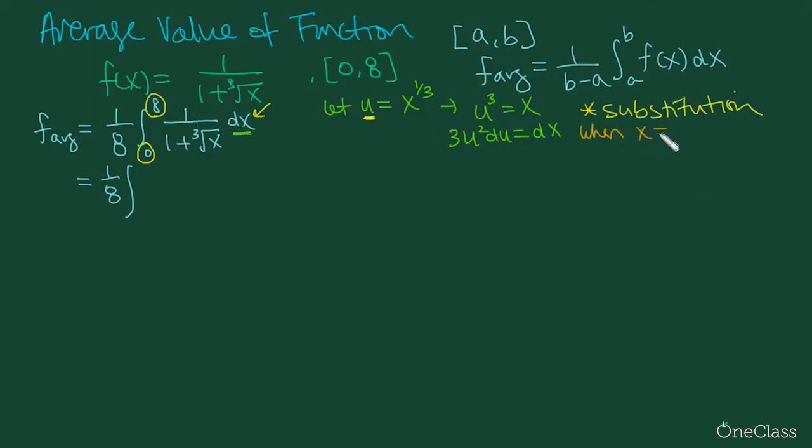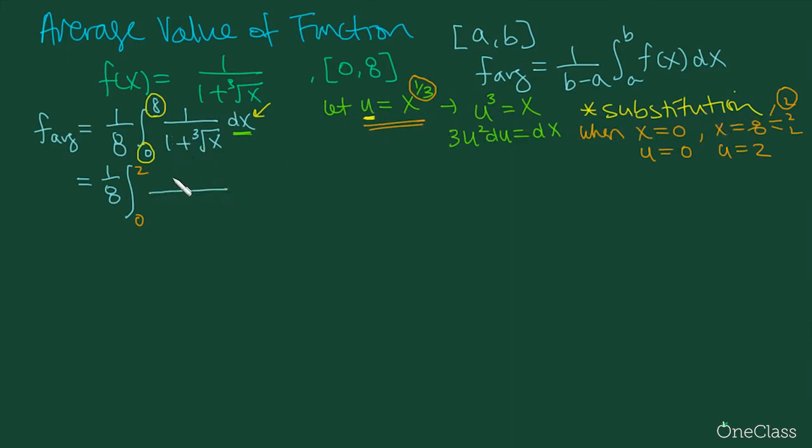When x is equal to 0, based on this relationship, we know that u is also going to be 0. 0 to the power of 1 over 3 is still 0. When x is equal to 8, which is the upper bound, 8 raised to the power of 1/3 is going to be 2, because 8 is 2 times 2 times 2, and the power 1/3 means you take the cube root, which gives 2. So our interval will go from 0 to 2. This is very important: align everything to match variable u as you do substitution.